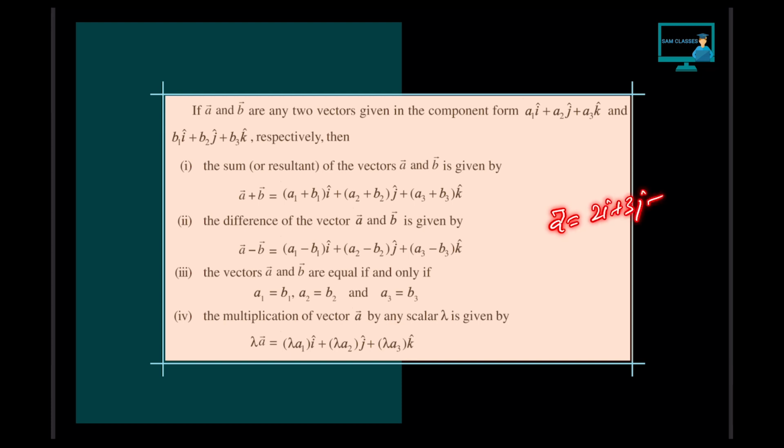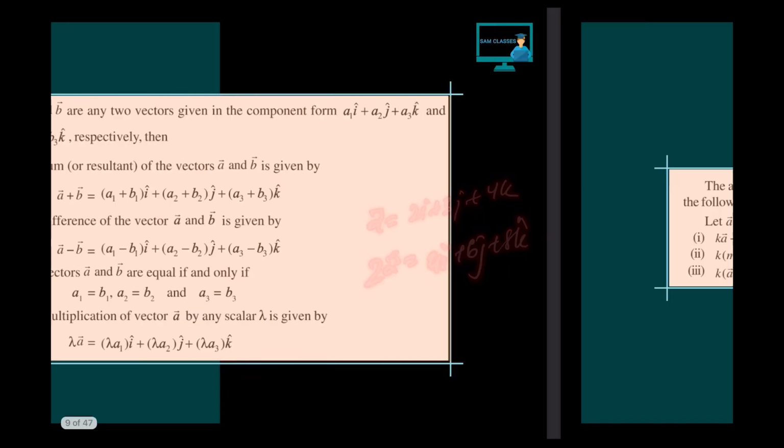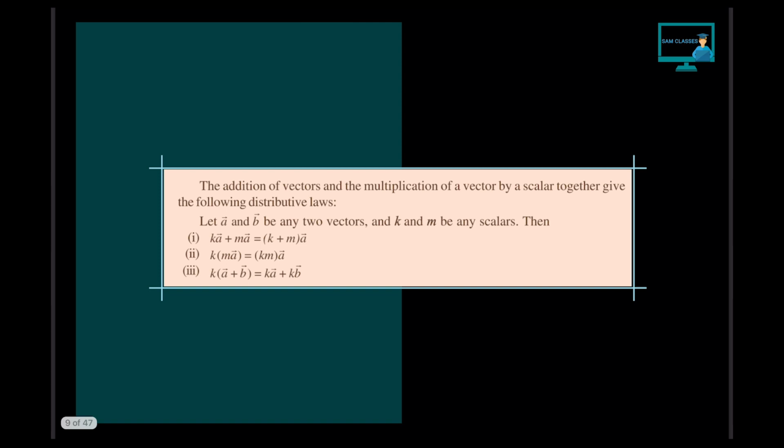If I multiply the whole vector, let's say I have a vector A equal to 2i plus 3j plus 4k. Now the moment we multiply 2 times of a vector, it means everything is multiplied with 2. So 4i cap plus 6j cap plus 8k cap. Okay. Now, the addition of vectors and multiplication of a vector by a scalar together give a few laws, distributive laws. That is also very simple.